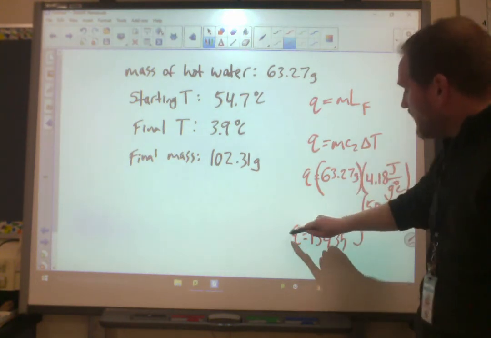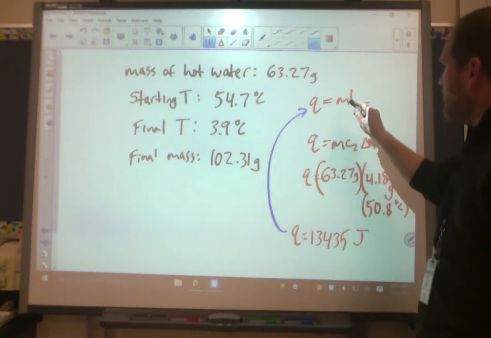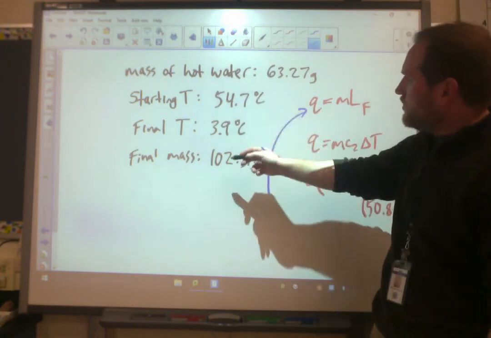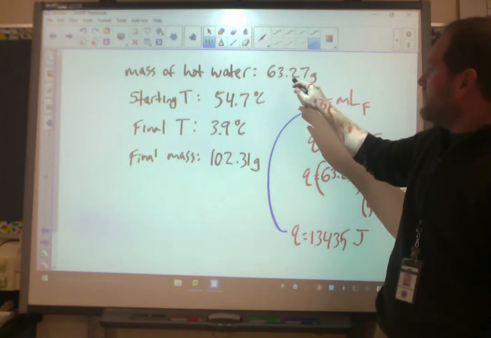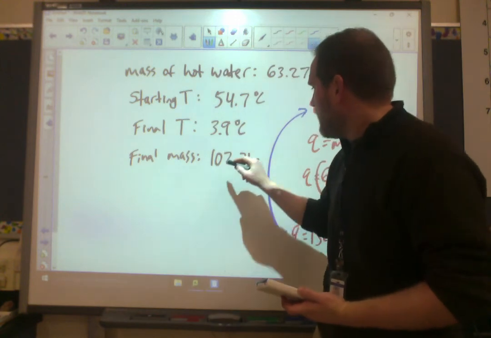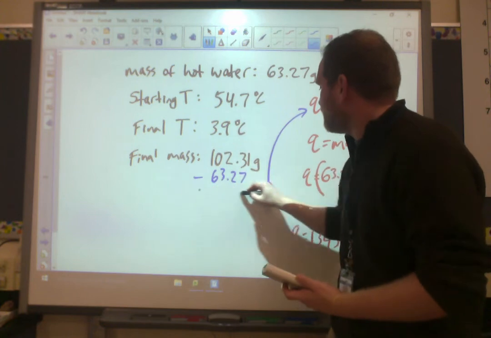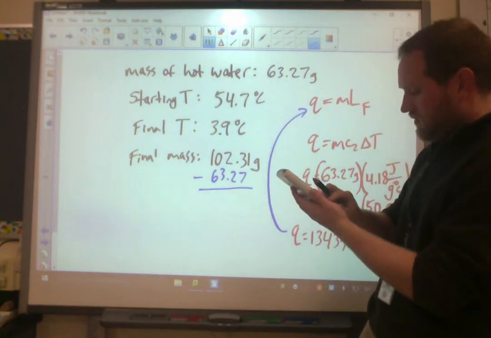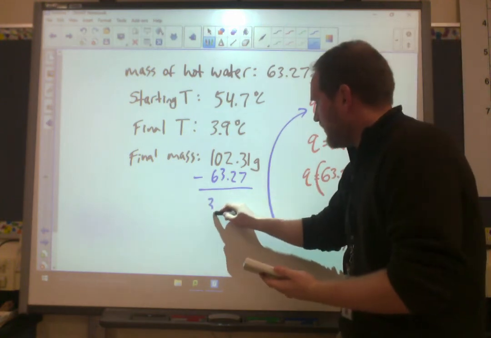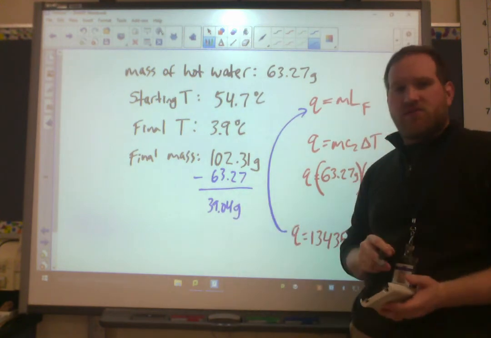So now we can plug this Q value into that Q value. M, this is the M of the ice. How do we get the mass of the ice? Notice, nowhere it says mass of ice. Well, the water started at 63, it ended at 102. The difference there is going to be the mass of ice. So 102.31 minus 63.27 gives us 39.04 grams, and that's our mass of ice.